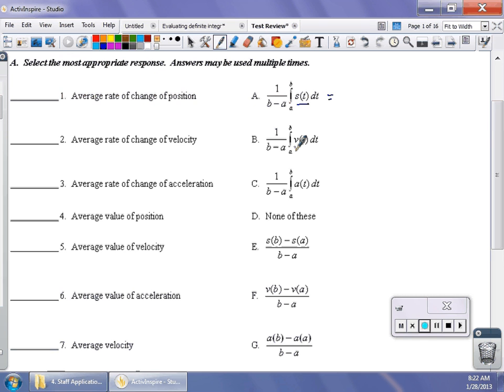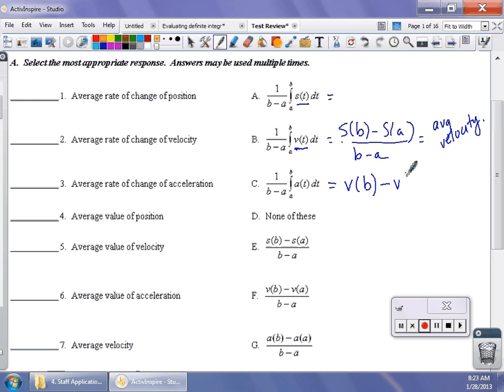If we find the antiderivative of velocity function, we will get position back, so that this would be equal to s of b minus s of a over b minus a. So this is equal to average velocity by definition, change in position over change in time. If we find the antiderivative of acceleration, we'll get the velocity function back, so that would be v of b minus v of a over b minus a, so that would be change in velocity over change in time. This would give me the average acceleration.